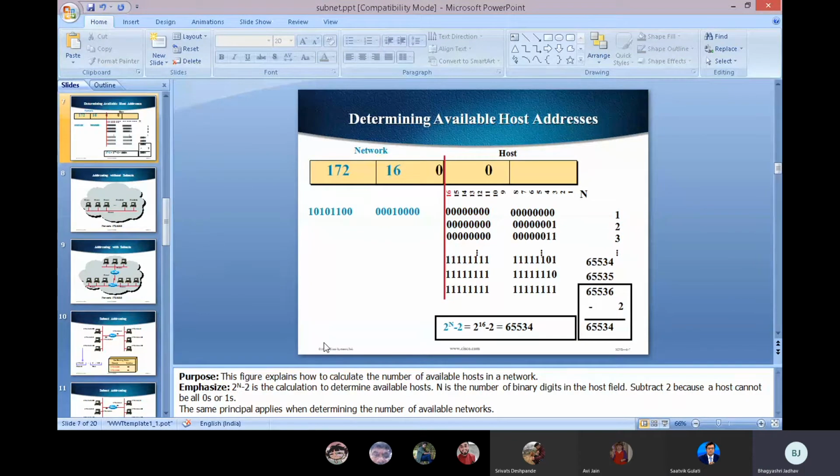They counted 16. That is 2 raised to 16 minus 2. And why minus 2? Because all zeros and all ones we are not taking as host numbers. Because of that we are cutting those and subtracting these two, and that answer will come.